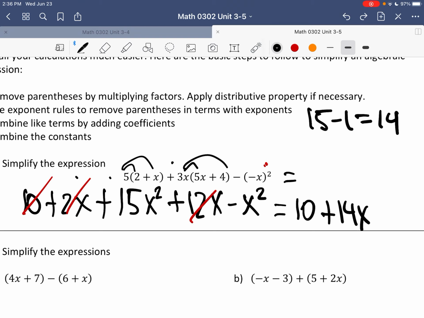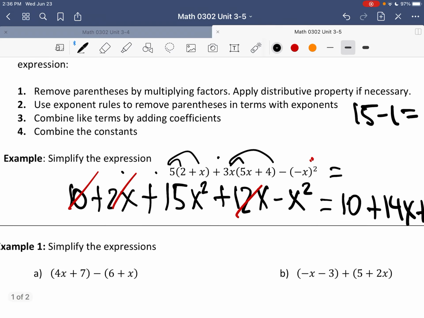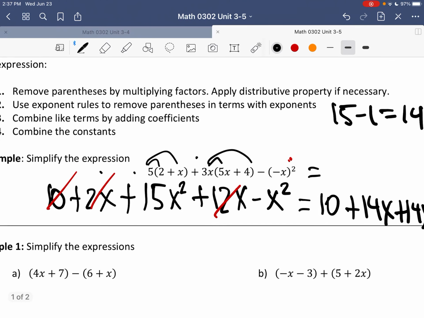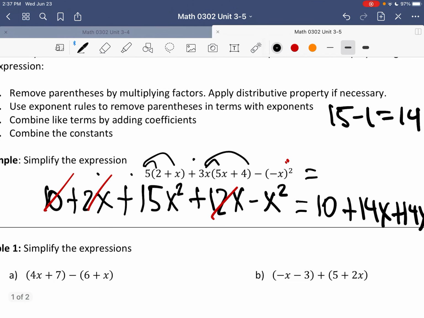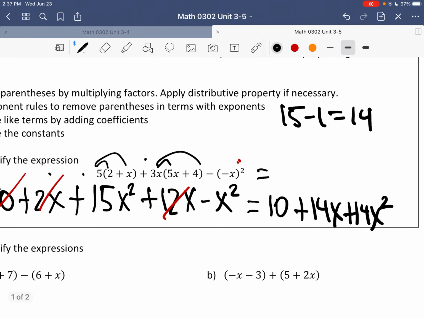Okay. So that's going to be plus 14x squared. And so we have simplified the algebraic expression by removing parentheses by using distributive property, using exponent rules to also remove parentheses terms with the exponents, combining the like terms by adding coefficients, and combining constant terms. And let me go ahead and box in the answer here. And so that should be our answer.